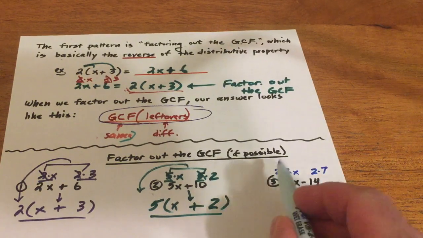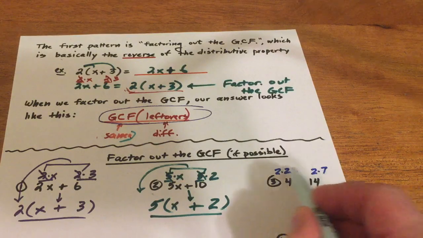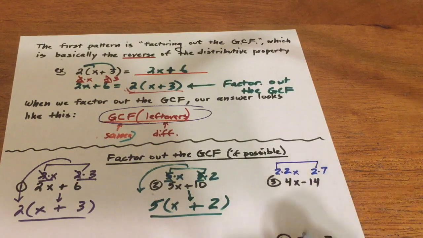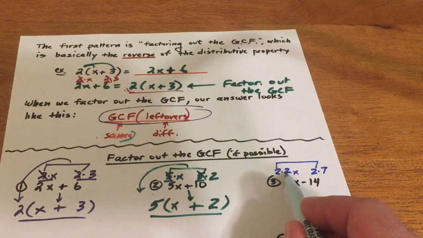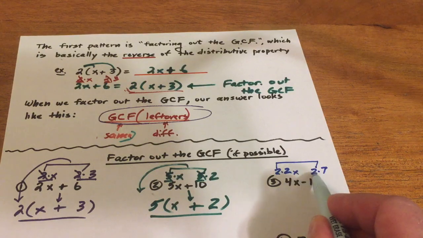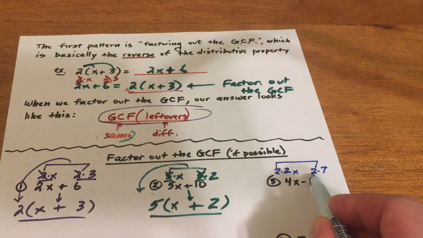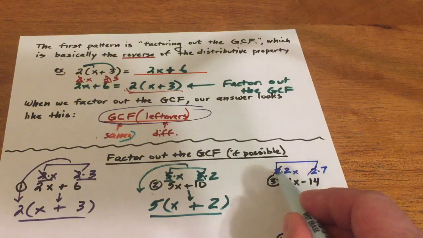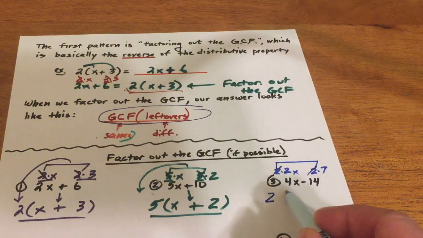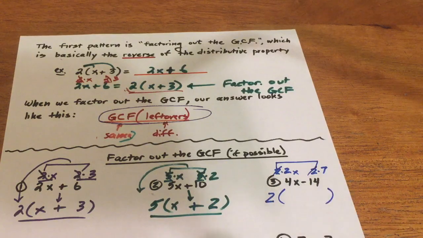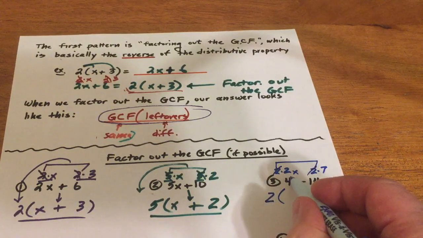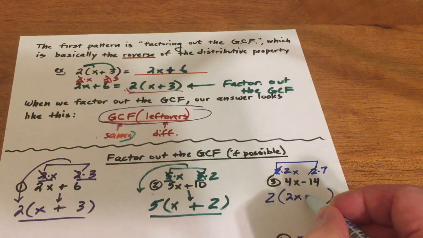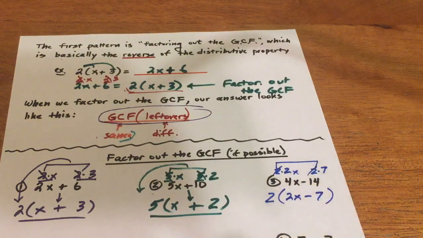What part is the same? Well, there's a 2 here that matches with that 2. They are the same. What about this 2? That's the same as this 2 also, but we already used this 2, so you can't use it again. So that 2 basically from here and here comes straight out in front as our GCF. Everything else comes straight down, so it'll be 2x minus 7.